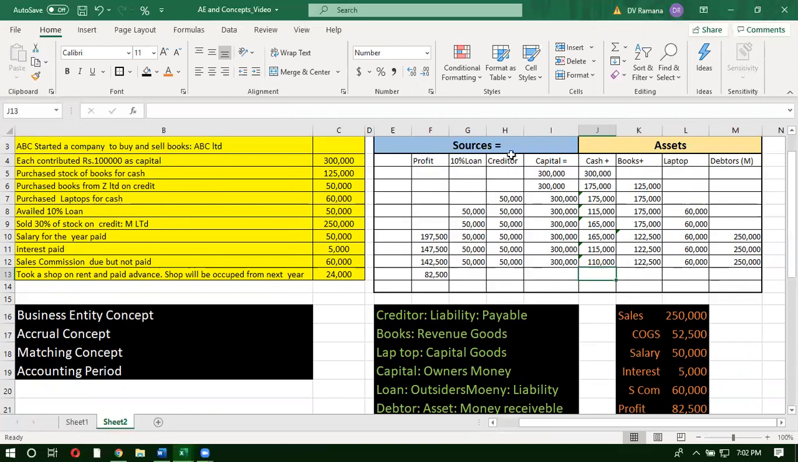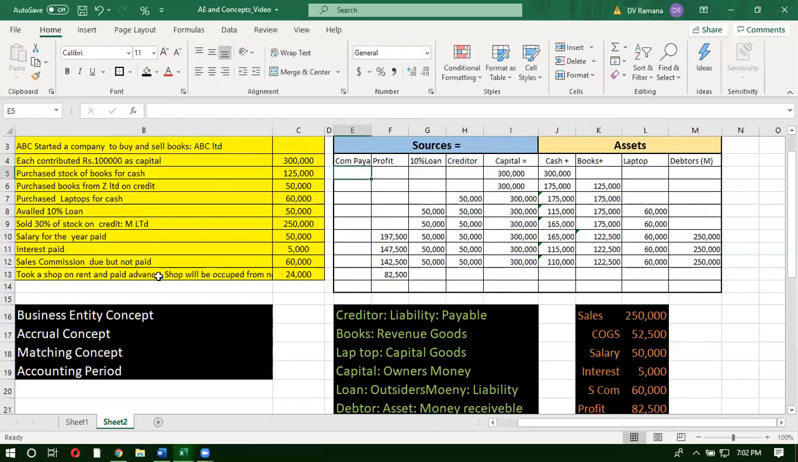But the way we created a creditor here, you have to create commission payable. We have to create a liability called commission payable. Commission payable is an expense not paid. So how much? The commission payable is 60,000.